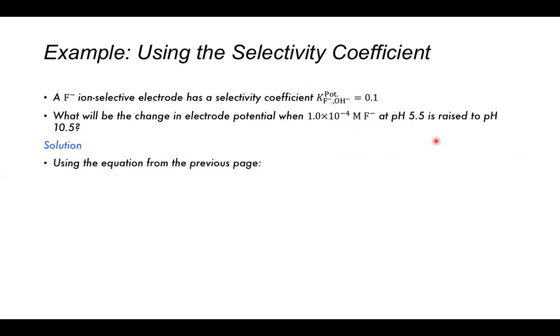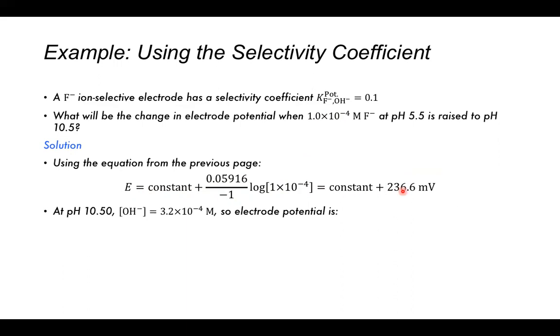And so the solution is going to be using the equation on the previous page, where we have it here. So the potential is equal to some constant for the system plus 0.05916 divided by minus 1, which is the charge, times the log of the concentration of F minus. So that will give us a constant where we're then adding a certain number of millivolts. So at pH 10.5, we can work out the OH minus concentration, which is going to be 3.2 times 10 to the minus 4 molar. How did we do that?